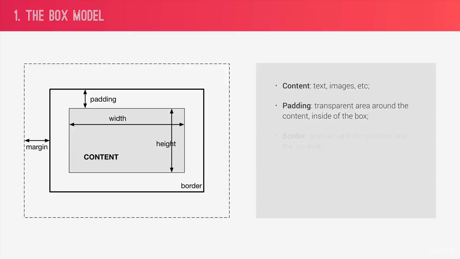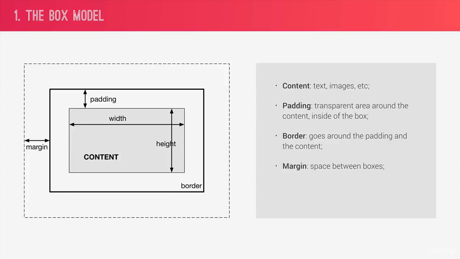Next, we can specify a border for a box, and that border goes around the padding and the content. Similar to the padding, we have the margin, but instead of being inside the box, the margin is white space that's actually outside of the box itself. So we can think of margin as the space between boxes. So, for example, if we want some space between two elements, we will define their margin properties in CSS.